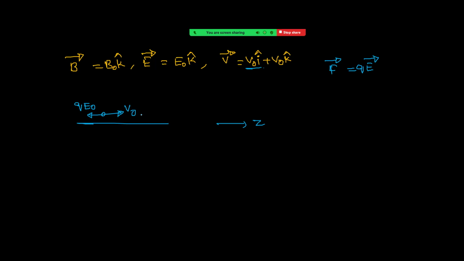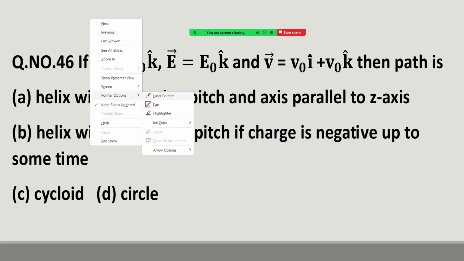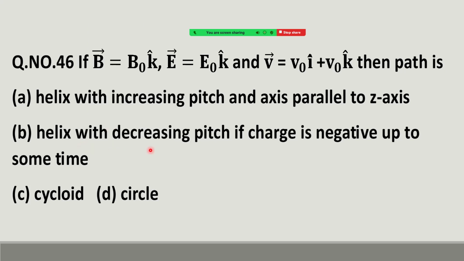It means up to some time, pitch will decrease, and after that, pitch will increase continuously. Okay. That means coming to option B. See, it is given helix with a decreasing pitch if charge is negative up to some time. So what happens after that? Pitch will increase. Okay. And option C is cycloid, option D circle. So these are not correct. So correct options are A and B.